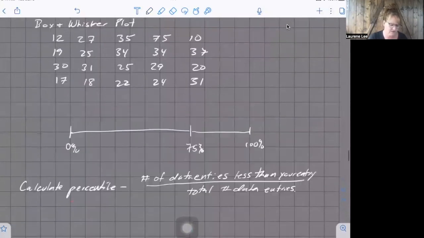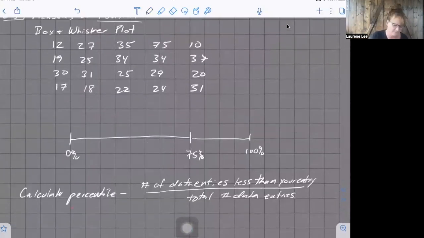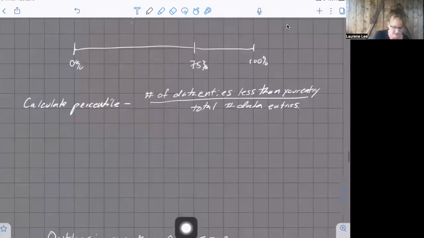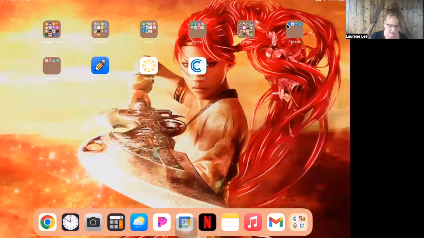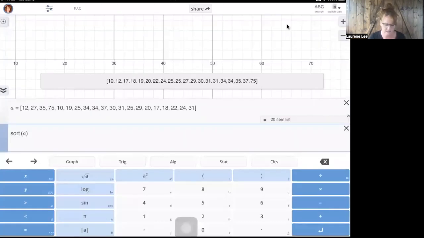So let's say for this, I want to know, let's take the number 22. I want to know what percentile this data value is in? Okay, so that's what the question would say. What percentile is 22? So I'm going to go over to my sorted list, either on a class calc or the TI, and I'm going to find 22. It's right there between 20 and 24.